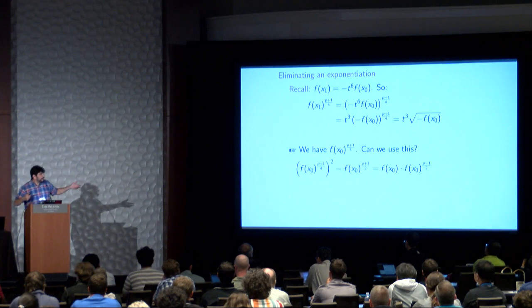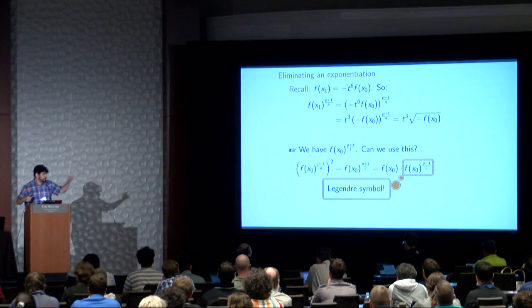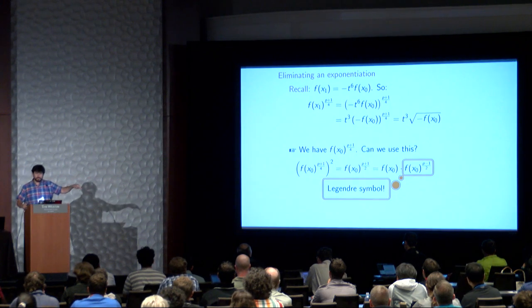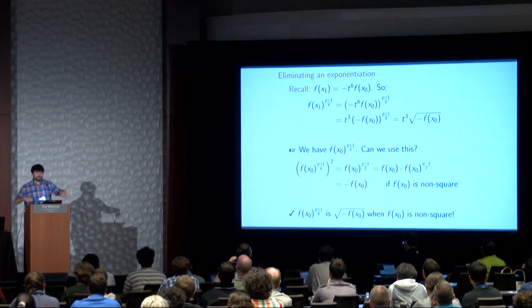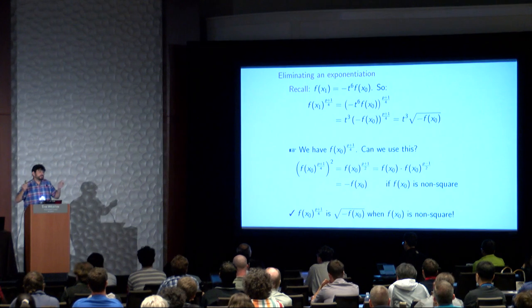So if we square the thing that we attempted to call a square root, then what we get out of it is f of x0 times the Legendre symbol of f of x0. And so of course, if f of x0 is square, then the Legendre symbol is 1. And we did actually find a square root. But if f of x0 is not square, then what we found was actually the square root of negative f of x0, which is exactly the value that we wanted. So we already computed it.